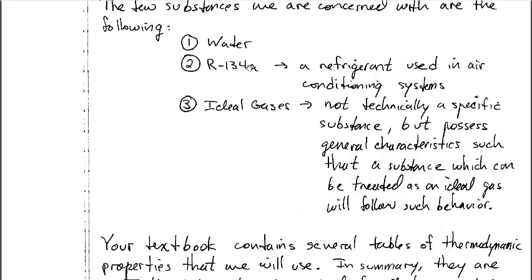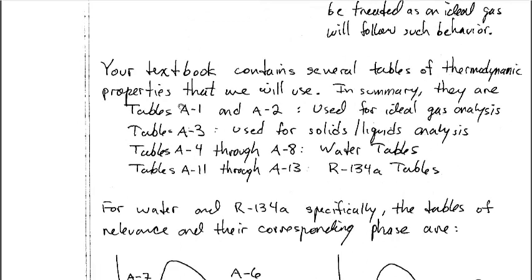So what this means for water and R134A is that our tables correspond to the substance's two-phase region, the saturation region. And so what I've done is I've taken this list of tables for both water and R134A. The water tables include table A4, table A5, table A6, table A7, and table A8, so 5 tables. And R134A has tables A11 through A13, so 3 tables: A11, A12, and A13.